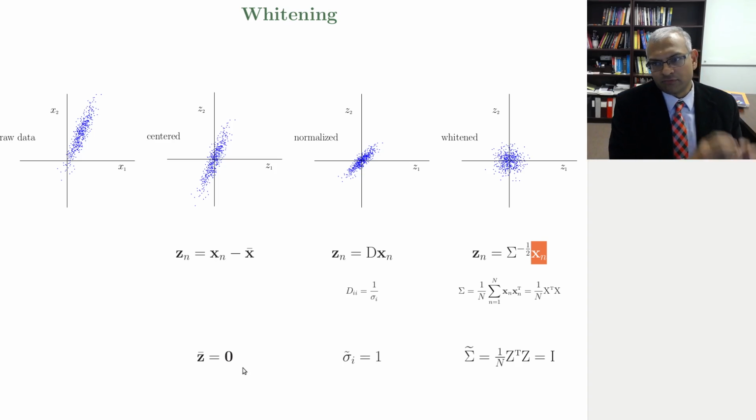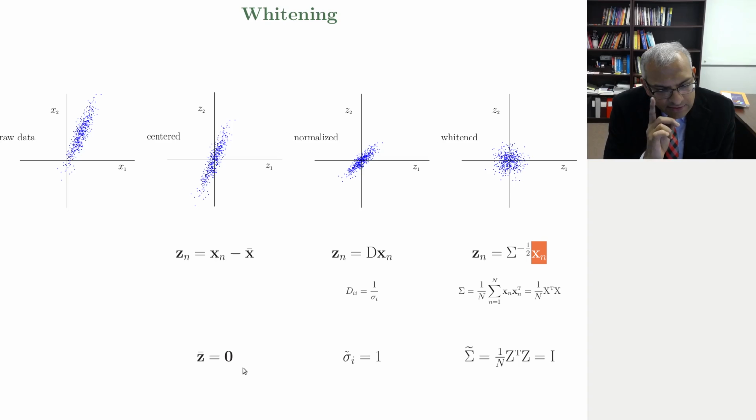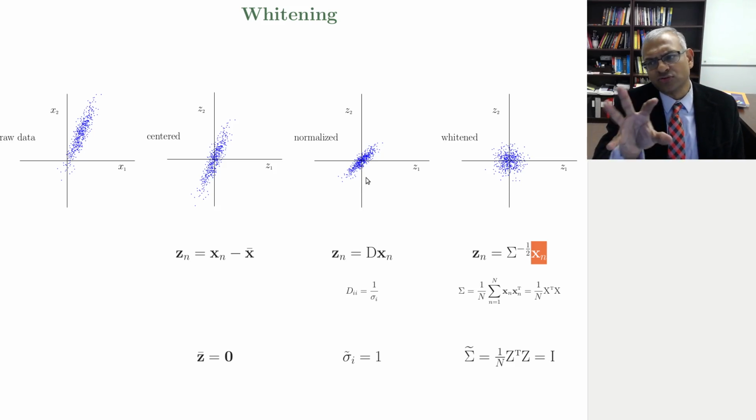So raw data: nothing to lose by centering. Always do it. You have centered data. Now you typically always want to normalize, unless the person who collected the data said don't normalize because this dimension is twice as important as that dimension and its scale is twice as large as that scale, and I want it to stay that way. Otherwise, you'll typically always normalize. And then whitening not only normalizes but also decorrelates.